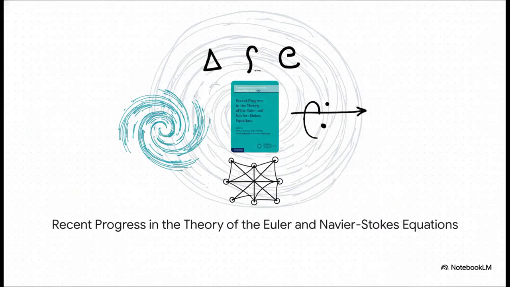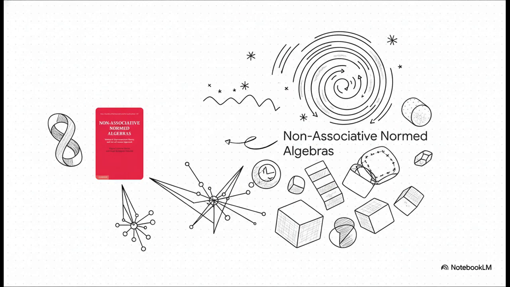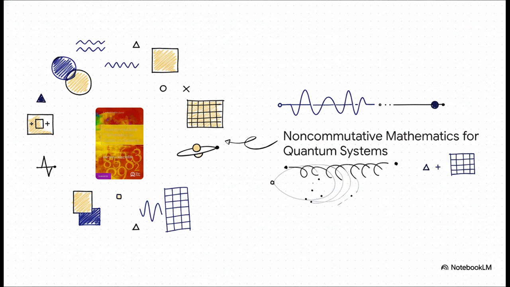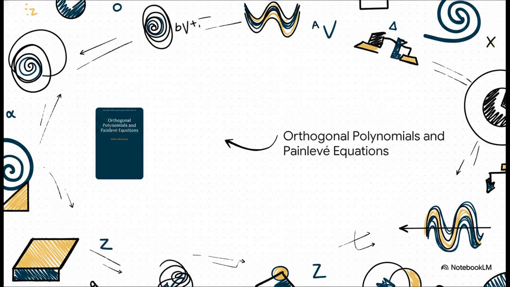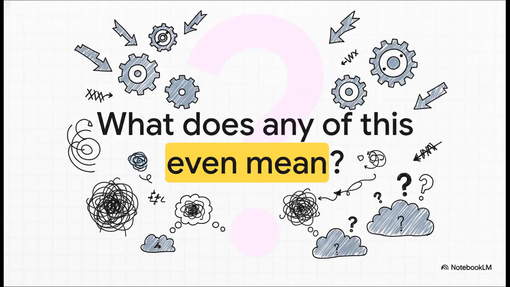Okay, so you see a title like this one, Recent Progress in the Theory of the Euler and Navier-Stokes Equations, right? And then this one hits you, non-associative normed algebras. Or how about this beast, noncommutative mathematics for quantum systems? And just to top it all off, orthogonal polynomials and Painlevé equations. Okay. Whew. It's a lot, isn't it? It is so easy to feel completely overwhelmed. What does any of this even mean? Is it all just word salad designed to make our head spin?